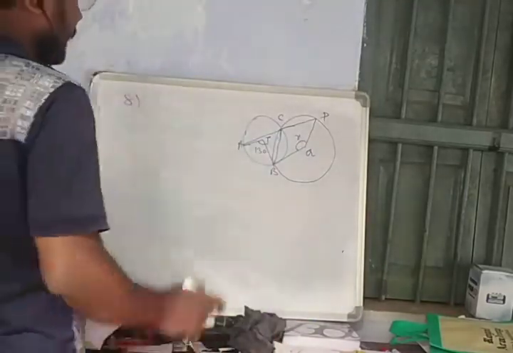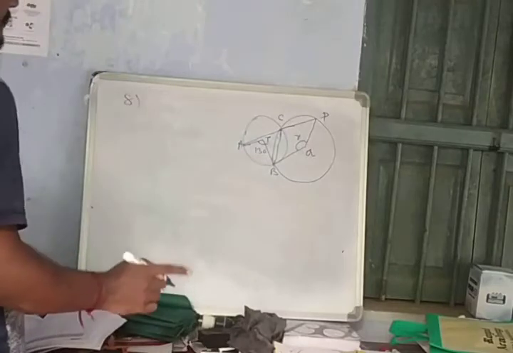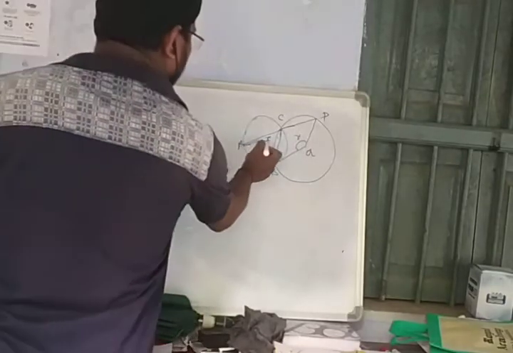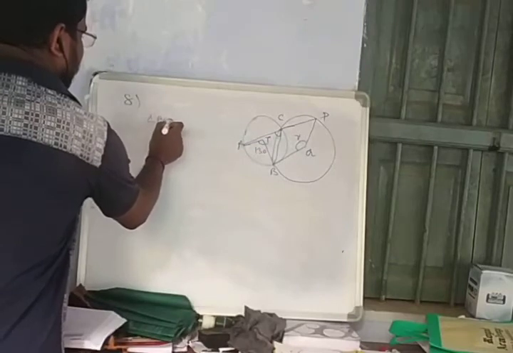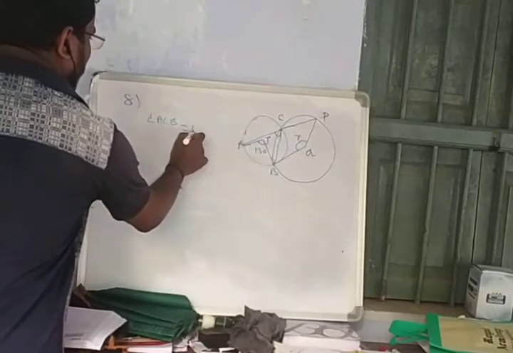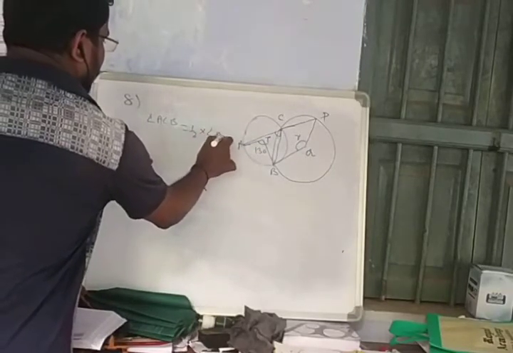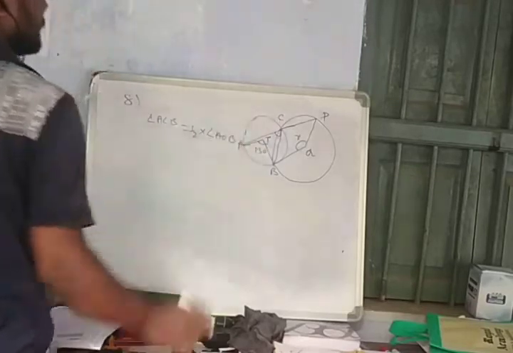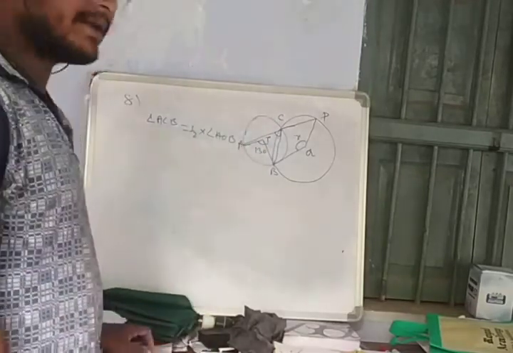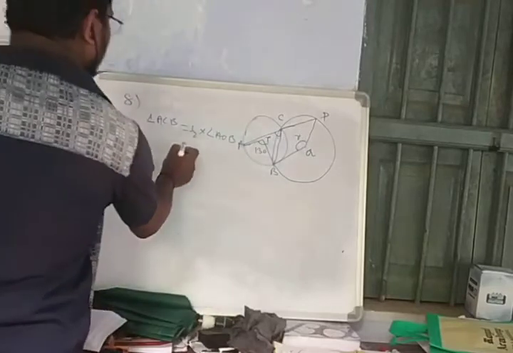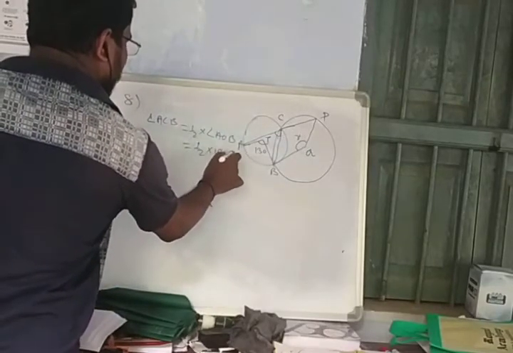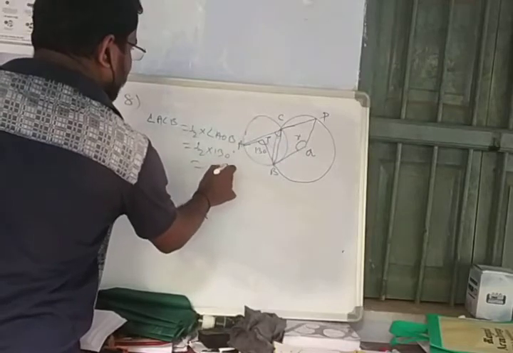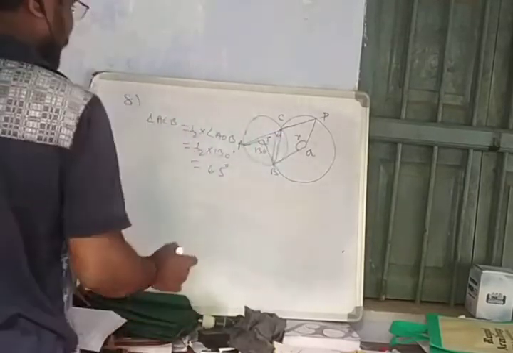Okay, no problem. I just told you the theorem. You should remind it. This is 130 degrees. Then angle ACB will be half of AOB because the center angle is double the circumference angle on the same arc. It is 130 degrees, so you have to write the reason. So it is 65 degrees. You got this is 65.